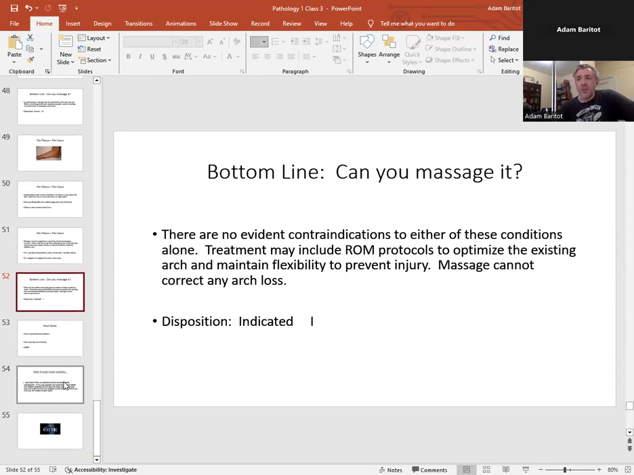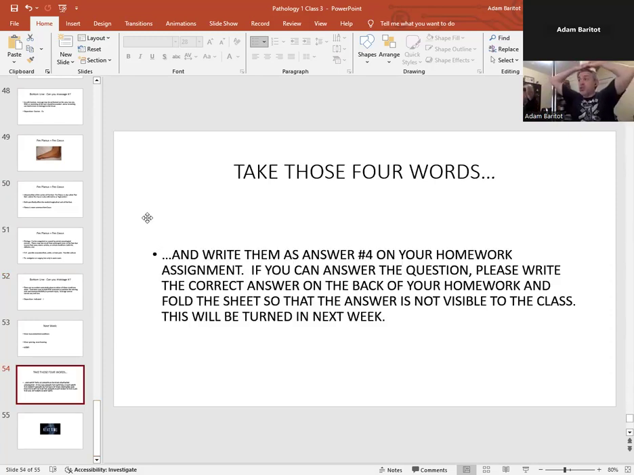One last bit of information here. Those 4 words I had you write down, you're going to write them down in answer 4 on your homework. If you can answer the question, please write the correct answer on the back of your homework and fold your homework sheet so that the word is not visible to the class. I will give extra credit for people who answered that correctly, and it is not exposed. If anyone exposes it, if anybody shows that to anybody else, no one gets extra credit. So make sure you hide that correct answer to the best of your ability.